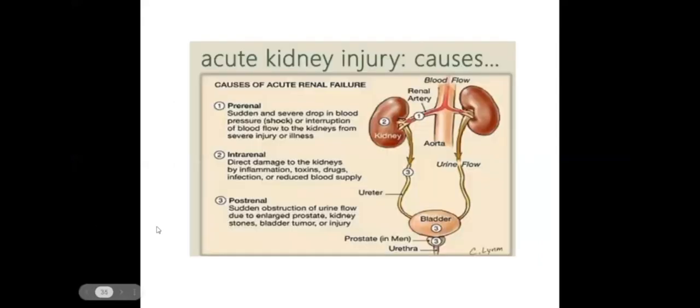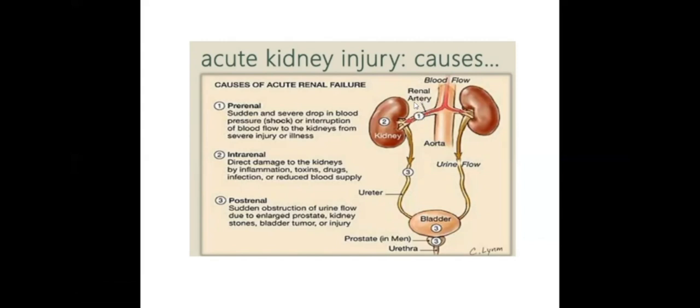Acute kidney injury is also one of the common diseases of our renal system. The causes of acute renal failure are shown in this picture. See this picture clearly. In label one, this is your renal artery. So what is happening here?